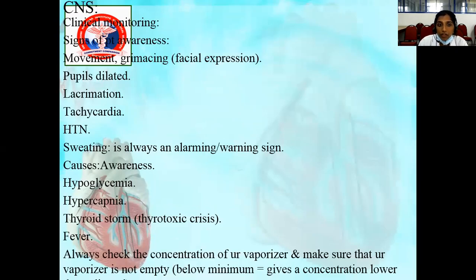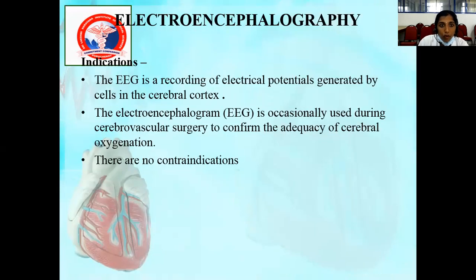So clinical monitoring, of course, will include your GCS, which is the Glasgow Coma Scale. Apart from that, you will look into the eyes for pupils, if they are dilated or constricted. Then under anesthesia, sometimes patients will have lacrimation, which means the patient is having pain. Sweating is a warning sign of hypoventilation, or it can be because of hypoglycemia, or because of some thyrotoxic crisis. So these are the clinical things we have to look for.